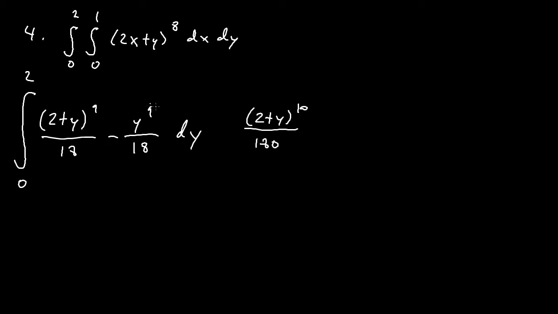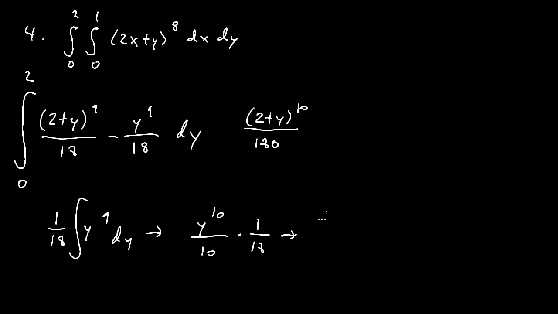So now let's go ahead and find the integral of y to the 9th over 18. Now I can obviously rewrite it as 1 over 18 times y to the 9th. Since 1 over 18 is a constant, that can go outside the integral. And so the integral of y to the 9th is just y to the 10th over 10. We can multiply that by the constant. And so then we'll get y to the 10th over 180.